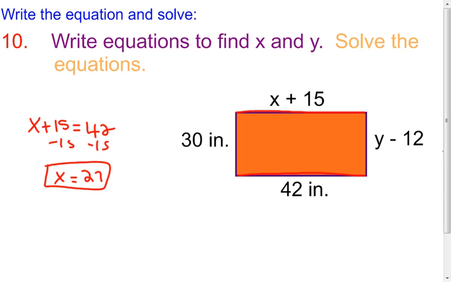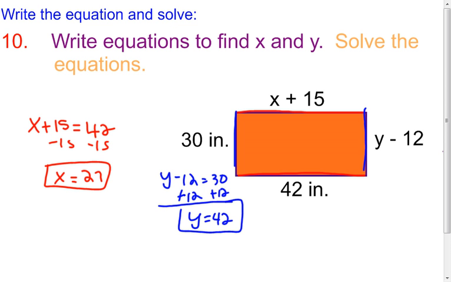Okay. Very similarly, these two sides will have the same length on a rectangle. So y minus 12 has to equal 30. Add 12. And y will come out to be 42. All right, and that should do it.